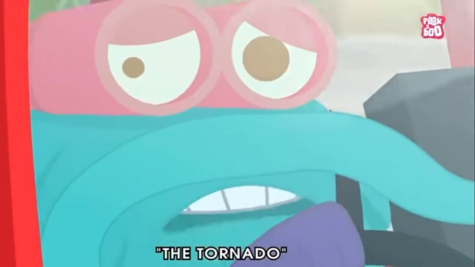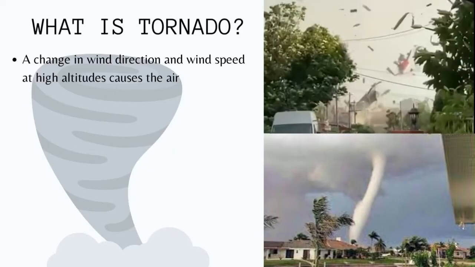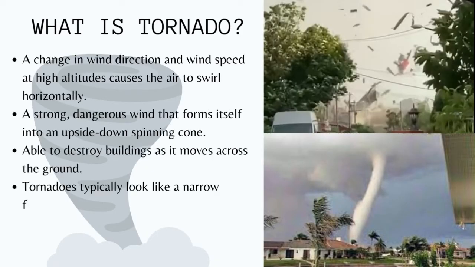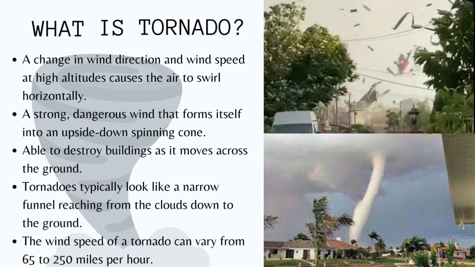The tornado! A change in wind direction and wind speed at high altitudes causes the air to swirl horizontally. A strong, dangerous wind that forms itself into an upside-down spinning cone is able to destroy buildings as it moves across the ground. Tornadoes typically look like a narrow funnel reaching from the clouds down to the ground. The wind speed of a tornado can vary from 65 to 250 miles per hour.